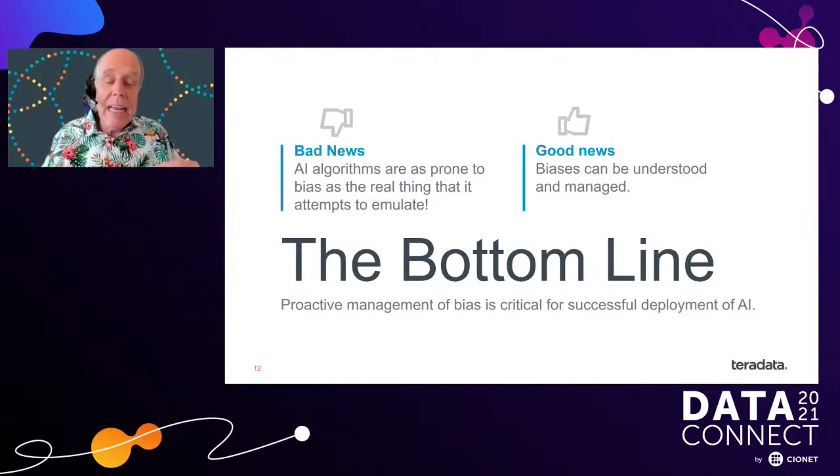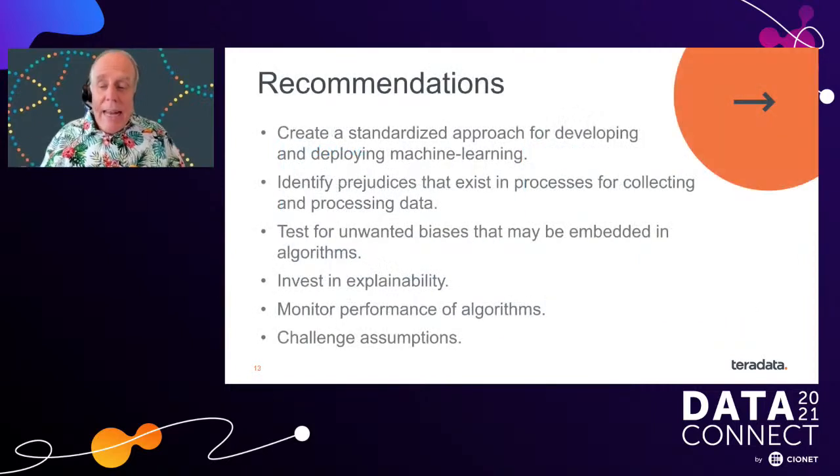So the bottom line is we're not going to completely eliminate bias, but we can proactively manage the bias and minimize its impact on our society by taking these steps within your organization. So my recommendations in conclusion are, first of all, standardize the approach for developing and deploying machine learning. If you don't have standardization, it will be very hard to properly manage proactively and monitor for bias in your organization.